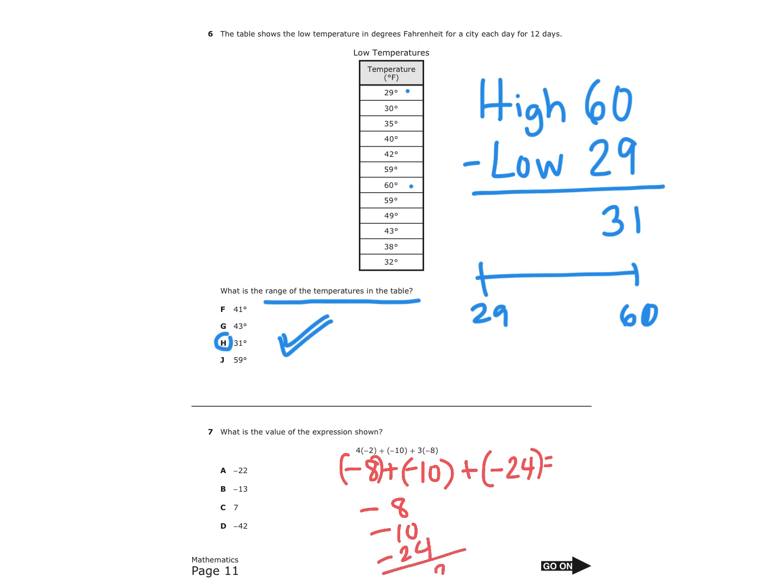8 plus 4 is 12, carry the 1. 1 and 1 is 2, and 2 is 4. You're going to get a negative 42. So for number 7, the answer should be D. So just remember that when you're multiplying 4 times a negative 2, you're going to get a negative 8. And 3 times a negative 8, you're going to get this negative 24. And so then when you add a negative 8, negative 10, negative 24, they're all negative. So all you have to do is add all three numbers, and you get a negative 42.